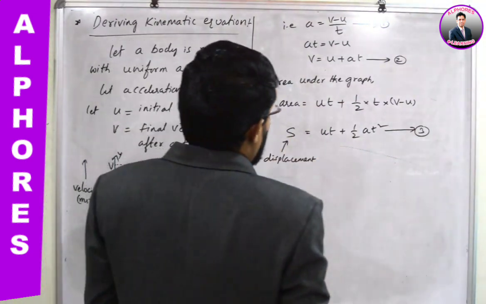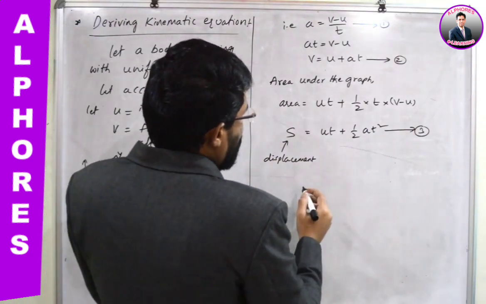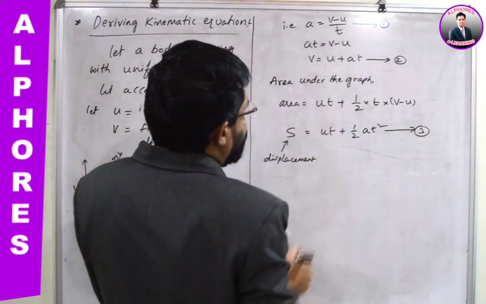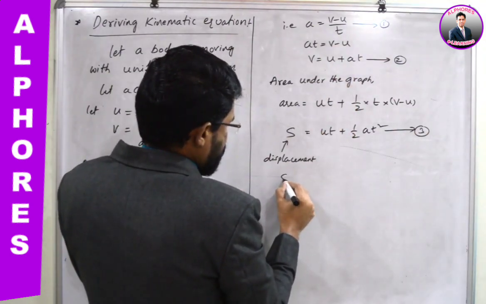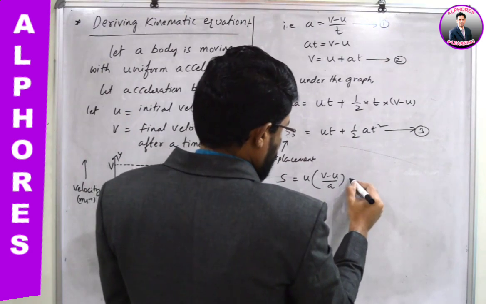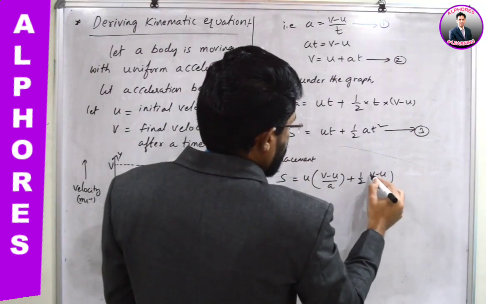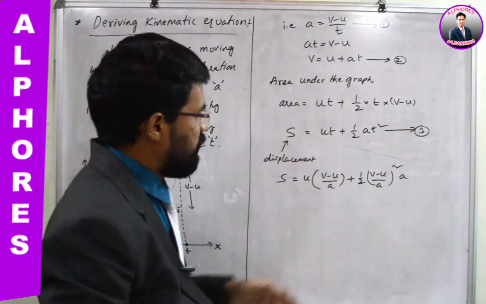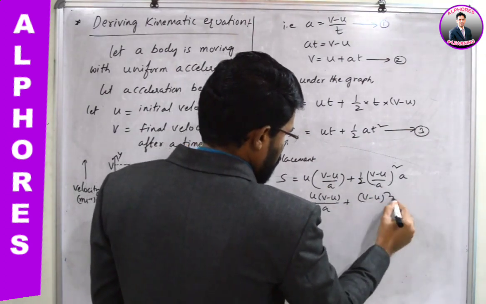Let us proceed further. I'm going to make use of these two equations to derive further equations. In this equation, I can replace t with what? (v minus u) by a, isn't it? From equation 1, t is equal to (v minus u) by a. So replace here. S is equal to u into (v minus u) by a plus half into ((v minus u) by a) whole square into a, isn't it? So t is replaced with (v minus u) by a, and a gets cancelled. What you will get? u into (v minus u) by a plus (v minus u) whole square by 2a.